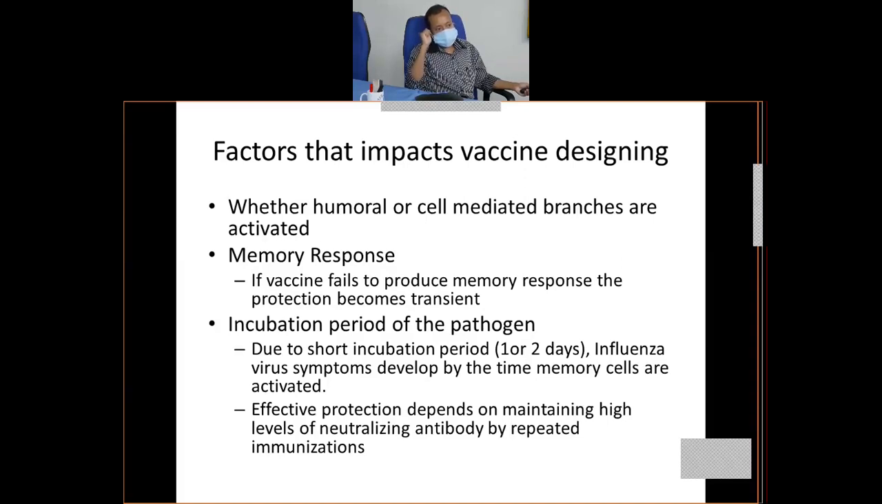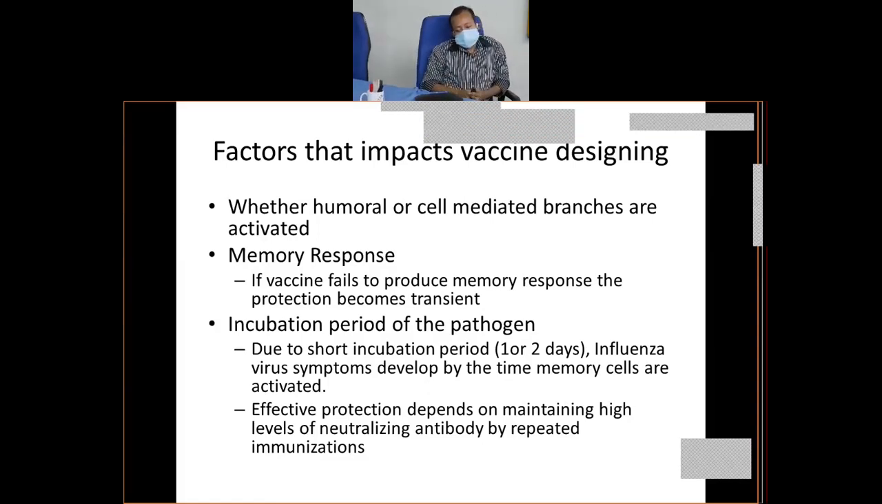Like influenza vaccines, in Western countries they are given on a yearly basis. Per year this influenza vaccine is given, so that it can generate the antibodies, and somehow we are maintaining a steady concentration of the antibodies. Because if we only depend on the memory cells, then memory cells may not have time to develop the antibody by the time symptoms are developed. So the major limitation is the incubation period. For organisms which have a very short incubation period, like Haemophilus influenzae, only 1 or 2 days, there you have to go for repeated injections, so that you are maintaining a particular concentration of the antibodies.